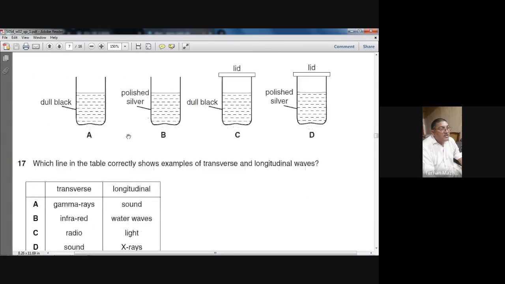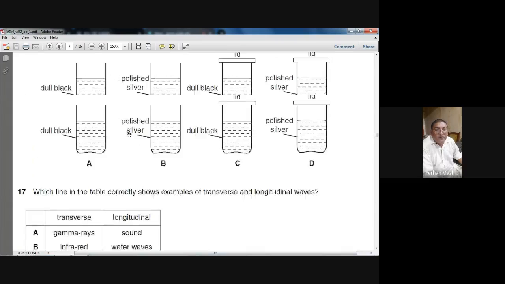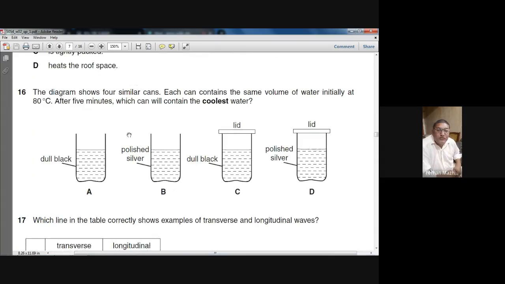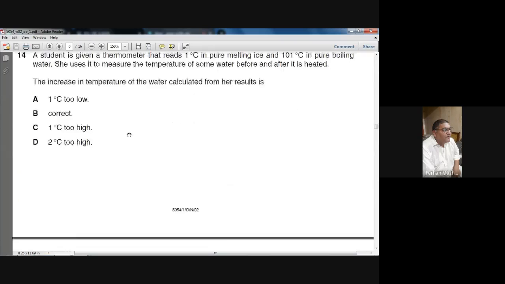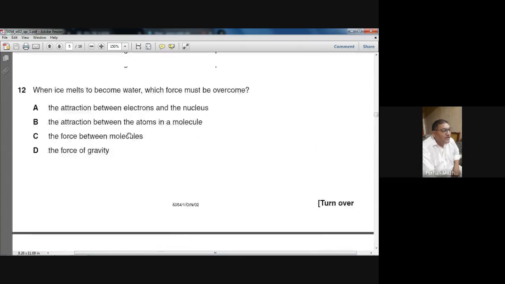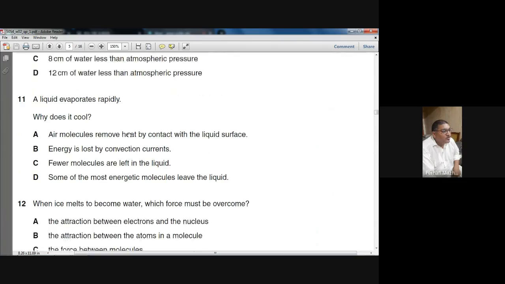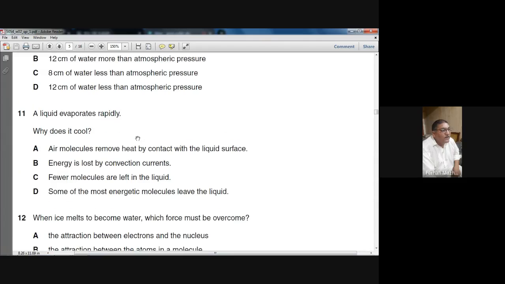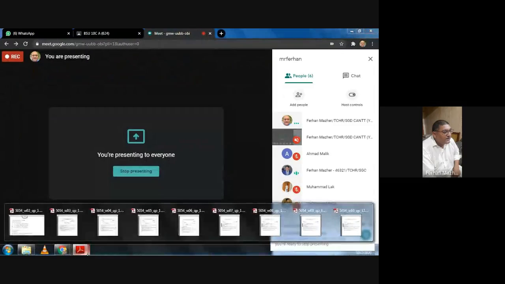So the next question is on the topic of waves. The questions on the topic of heat from the winter 2002 paper are over. From this paper, we have done questions 16, 15, 14, 13, 12, and 11. These were the questions related to the topic of heat.